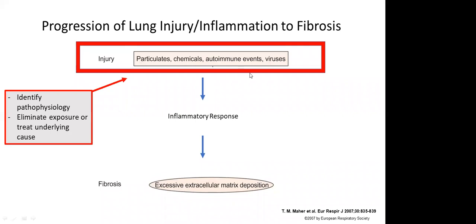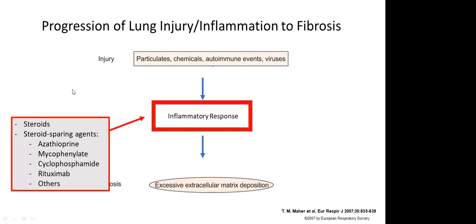So we might send off a bunch of autoimmune tests. There's a hypersensitivity panel we can send because some people are sensitive to things like feathers and such that can cause irritation of the lungs. You get a history, like where are they working and stuff like that. So we identify the pathophysiology there.